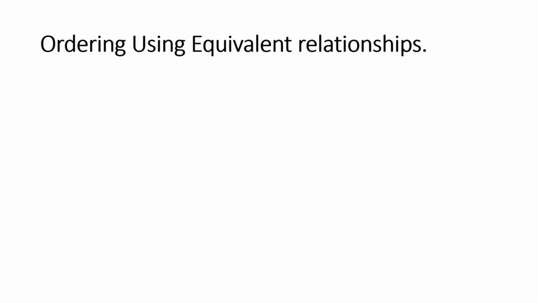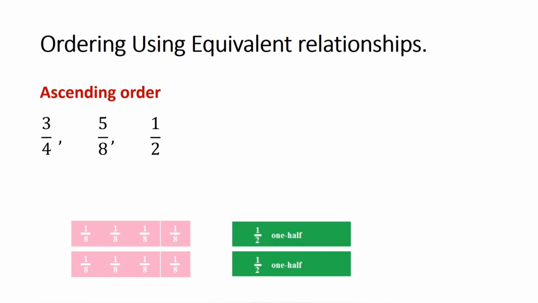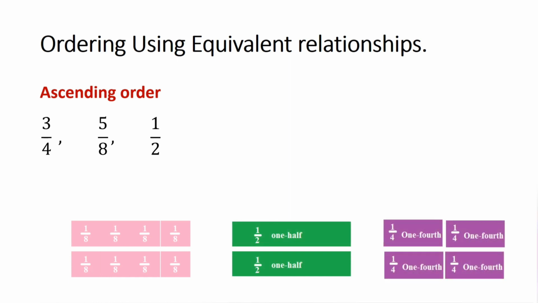Now, comparing two fractions is one of the prerequisite skills for ordering more than two fractions. Let us now turn our attention to writing a set of fractions in ascending order. Take these for example. Remember, algorithms ought not to be used at this level, just the fraction tiles. Here are the eighth tiles, and here are the half tiles, and these are the quarter tiles.